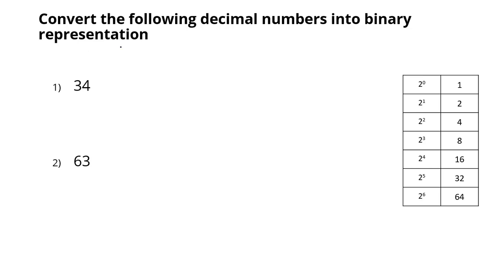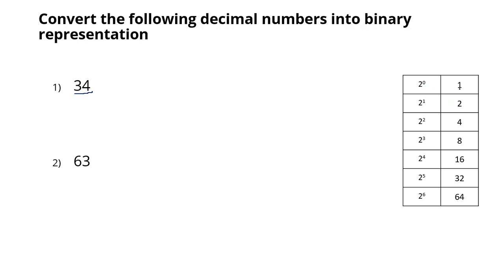It's a reverse question here. Convert the following decimal number into binary. Let's say 34 is given to you, and 34 is in decimal. I have to write it in binary. How to do that? Now please understand, this is your power game actually, right?